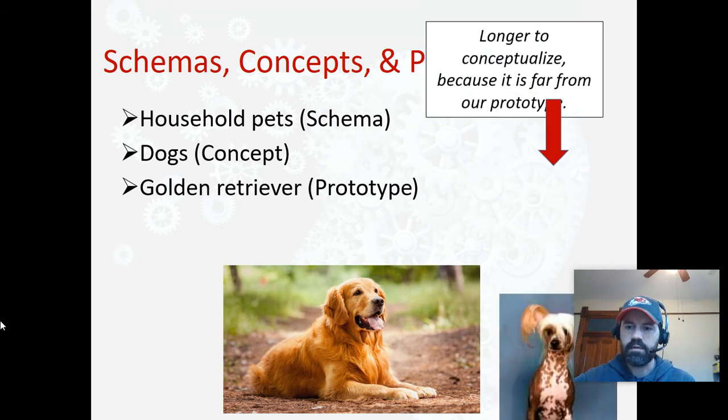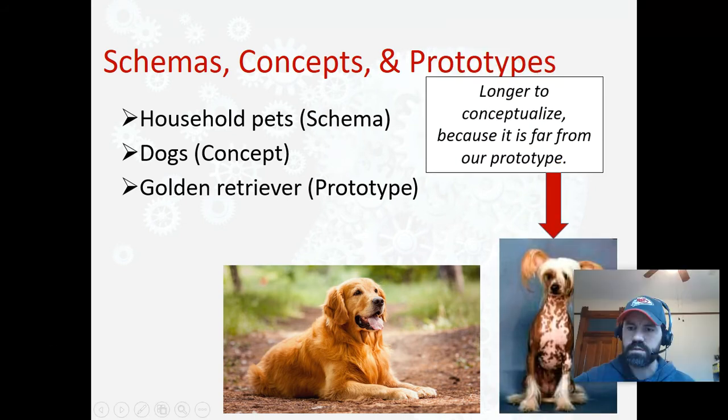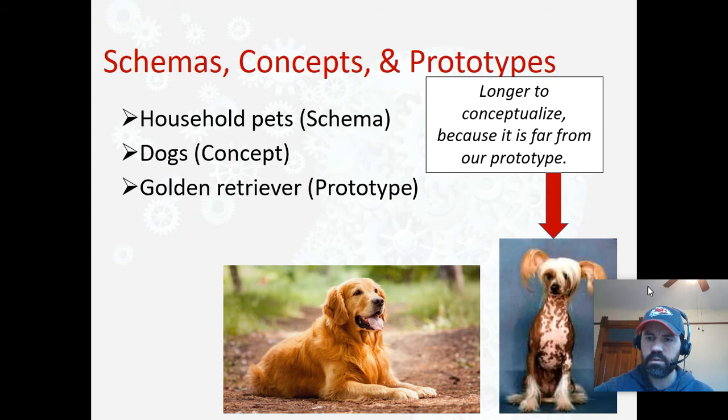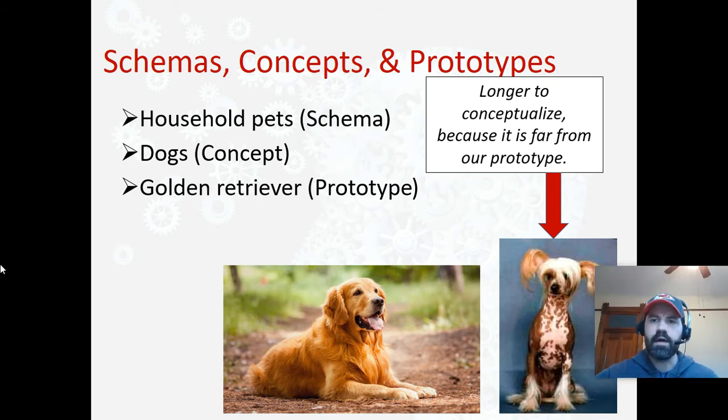Recognize that the further things are from our prototypes, the more difficult they may be to conceptualize. And so I have this really ugly looking dog that shows up on the screen. My face is kind of covering it up. You can call me the ugly dog. And that dog may be really difficult to conceptualize because it's likely very dissimilar from the prototype that you have in your mind.